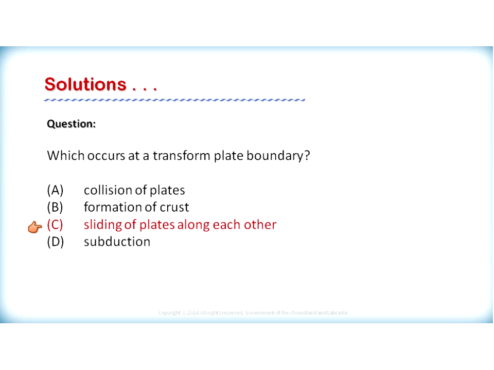Along a transform fault boundary, we have shearing forces which cause two plates to move in opposing directions, therefore resulting in the sliding of the plates along each other. So the answer would be a transform plate boundary would demonstrate the sliding of plates along each other. So the answer is C.